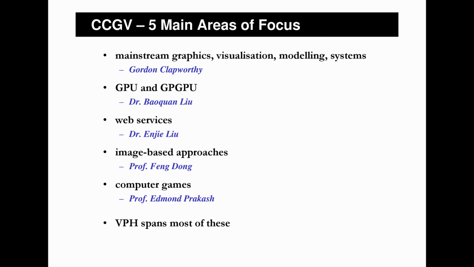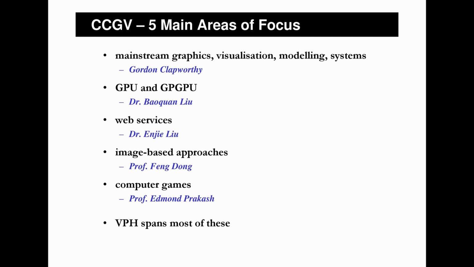Okay, so now I'll look at my research group and see the type of things we're doing in general before we focus on specific applications that we do. So I look after the mainstream graphics, visualization, general modeling, computer systems, etc. We also work a lot on GPUs, graphics processing units, and GPGPU, which is general purpose programming use of GPUs. Come back to them in a minute.